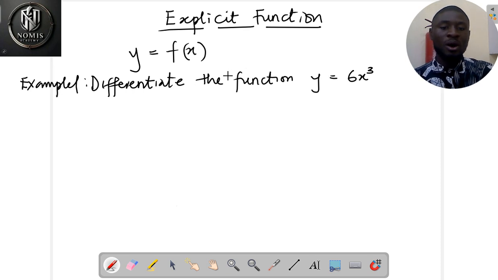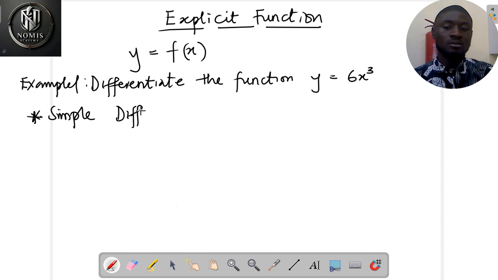Now, how do we differentiate explicit function? I will start by giving you the introduction of simple differentiation. What do I call it now? Simple differentiation. Yes, thank you for repeating after me. So, simple differentiation. This is how you should differentiate simply and you don't have a problem. And it follows this way.